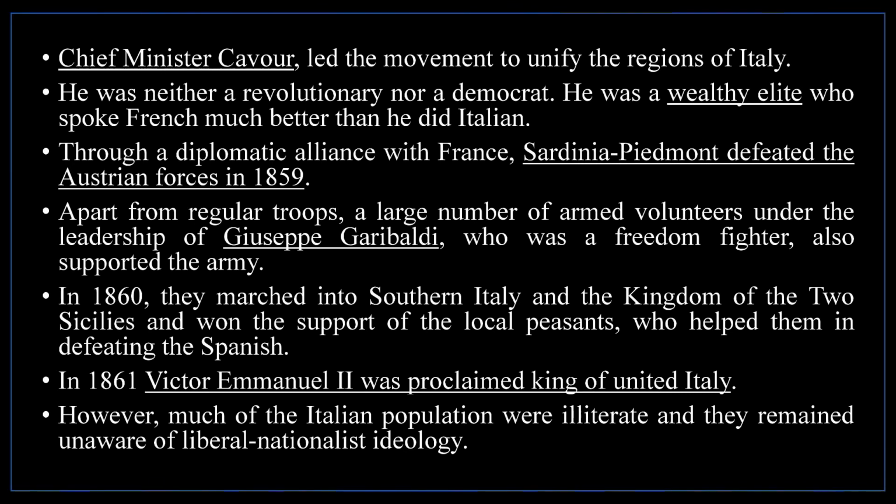However, much of the Italian population, just like the European population, were illiterate and they remained unaware of the liberal nationalist ideology. Most of Italy was unified by the combined efforts of Cavour and Giuseppe Garibaldi. Cavour then became the Prime Minister of the United Italy. Even though Cavour and Garibaldi had many differences amongst themselves, they were the greatest contributors to Italian unification along with Giuseppe Mazzini.